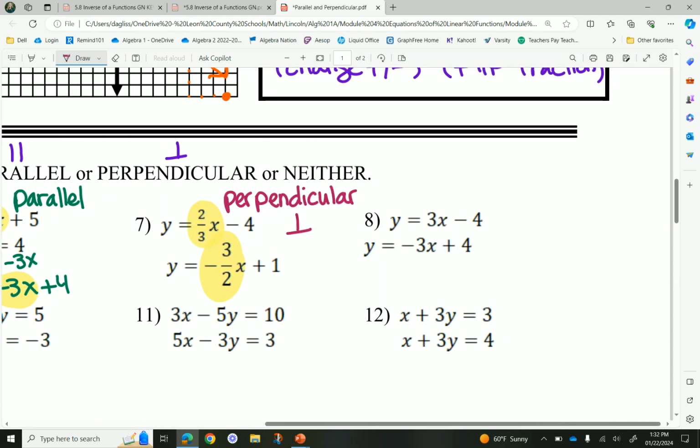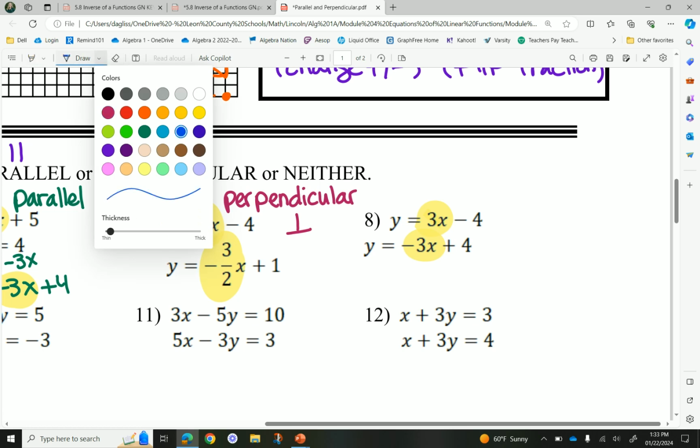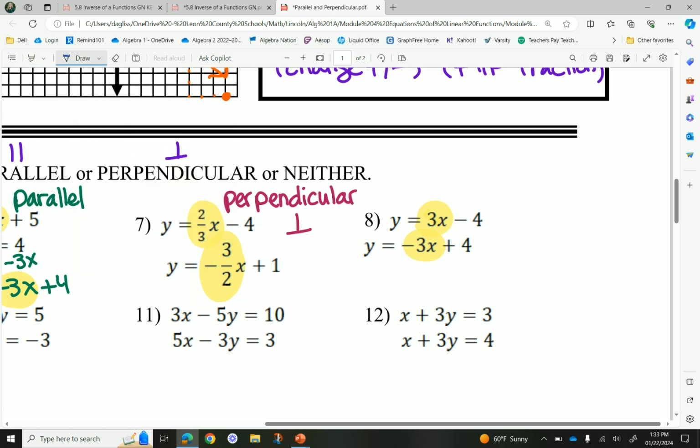Okay. Number 8, are they both equal to y? Yes. We like that because we can easily just pull out our m, okay? It's what's attached to my x. So what number is attached to my x in y equals 3x minus 4? A 3, good. What is attached to my x in y equals -3x plus 4? -3. Are these parallel, perpendicular, or none of the above? None of the above, right? So it switched the sign, but did it flip a fraction? No, 3 just stayed 3, right? So because that didn't happen, this is going to be neither.